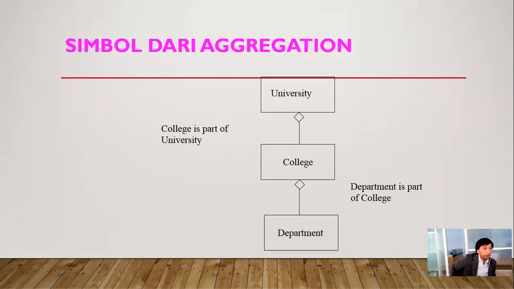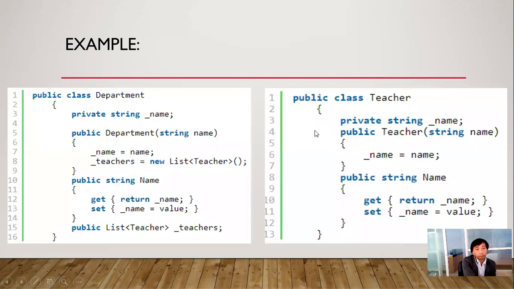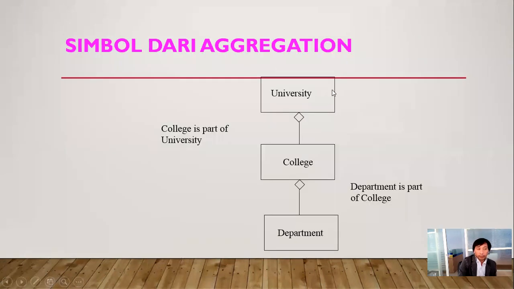So the symbol of the aggregation would be like using these diamond symbols. You can see how to read this one. The top one would be the general classes or the parent classes, and the bottom one is more specific classes, and we can call it a child class. So, sorry, the university as a parent has a child relationship with the college, as you can see with the diamond.